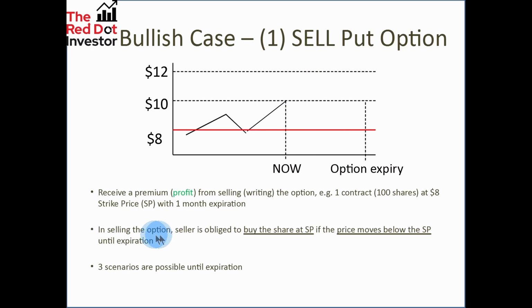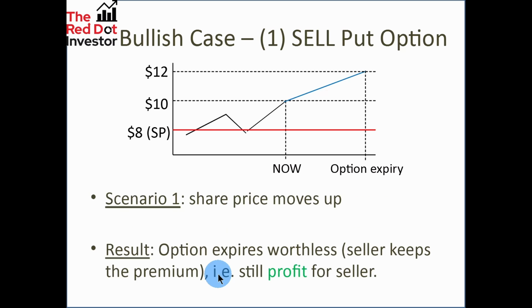In selling this option, the sellers are obliged to buy the share at the strike price if the price moves below the strike price until expiration. So there are three scenarios possible until expiration. Scenario one would be the share price actually moves up. So from here, the share price actually moves to, for instance, $12 per share.